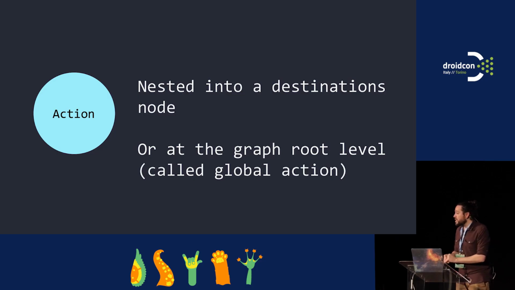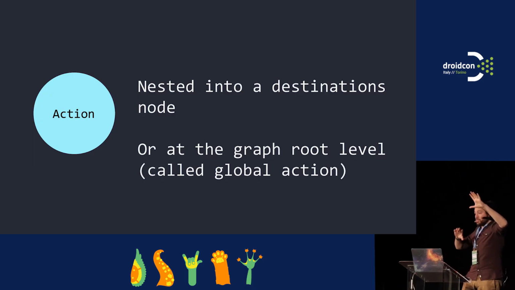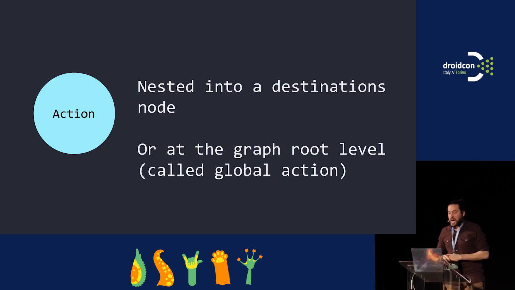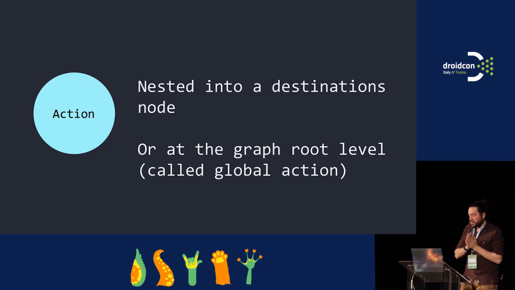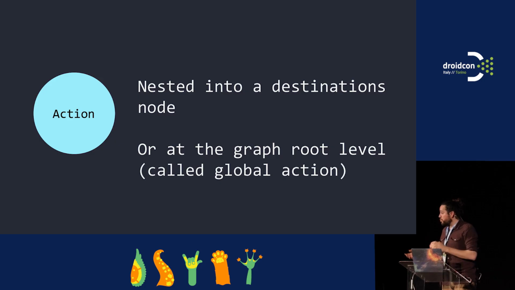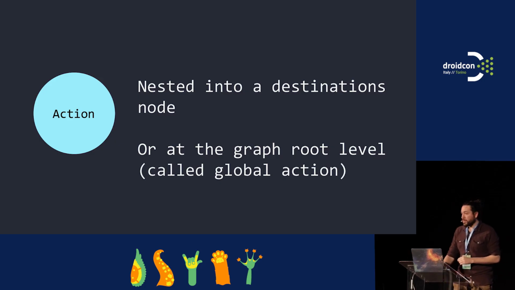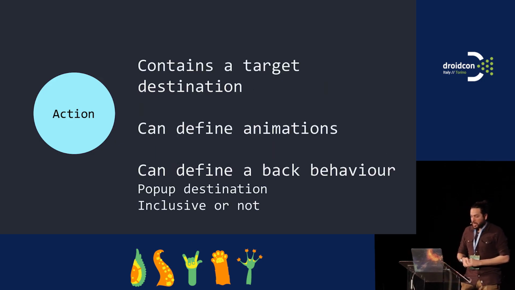You have also actions, and these actions can be nested into the fragment. It will give the idea of I want to go from this fragment to this targeted fragment, but you can also take actions and move them to the root of the graph, and they're called global actions. I won't go deeper into using the global actions just because I don't have time, but it's a pretty interesting tool to use sometimes. An action can contain a target destination. It must contain a target destination because, of course, it needs to go somewhere. You can also define animations into the actions.